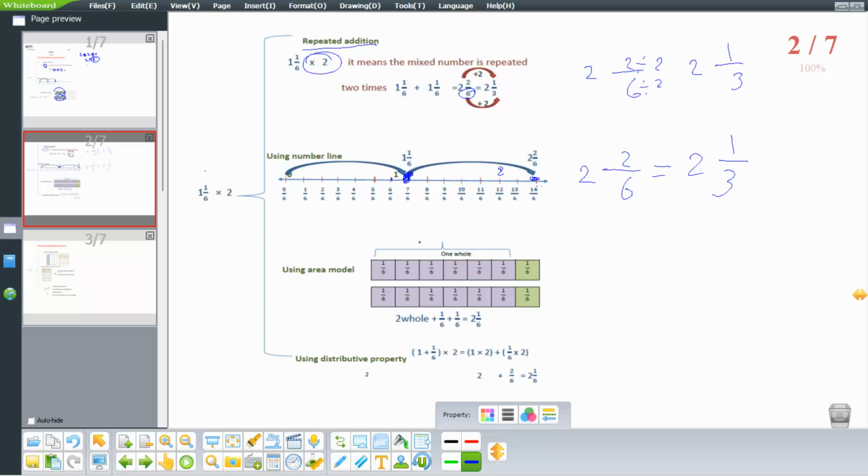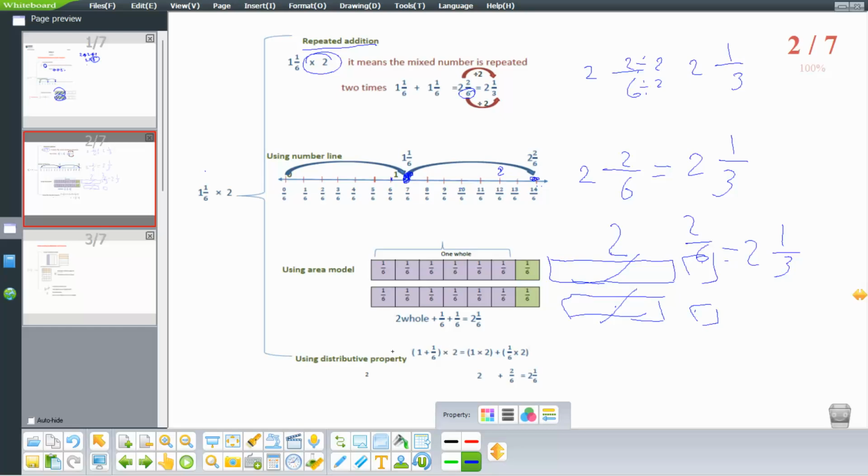If I use the area model, we have one whole and 1 over 6. Here we have one whole and 1 over 6. So 1 and 1 equal 2 wholes and 2 over 6. So it will be 2 and 1 over 3.